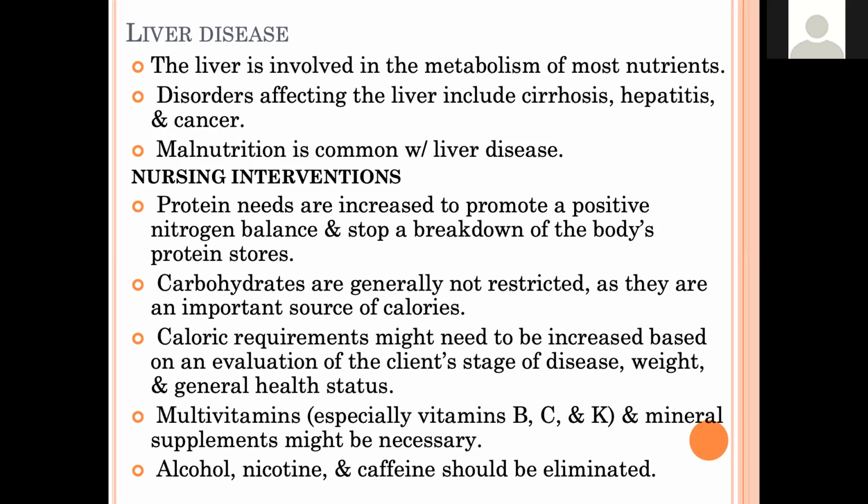Okay, so what do we do? Protein needs are increased to promote positive nitrogen balance and stop the breakdown of the body's own protein. Carbs are generally not restricted because they're an important calorie source. Calorie requirements might need to be increased based on an evaluation of the stage of the disease, their weight, and their health. And multivitamin and mineral supplements may be important. Avoid alcohol, nicotine, and caffeine.